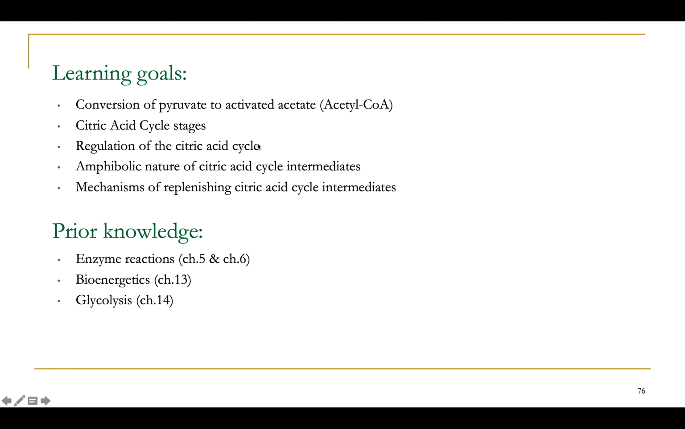And then we will look at how these processes are regulated from the standpoint of the enzymes participating in the citric acid cycle and from the point of intermediates which are used to fuel the citric acid cycle. And then we look at the amphibolic nature of the citric acid cycle, specifically focusing on its anabolic functions. To best understand today's lecture, please take a look at Fergus's lectures on enzyme reactions and bioenergetics and my previous lecture on glycolysis.